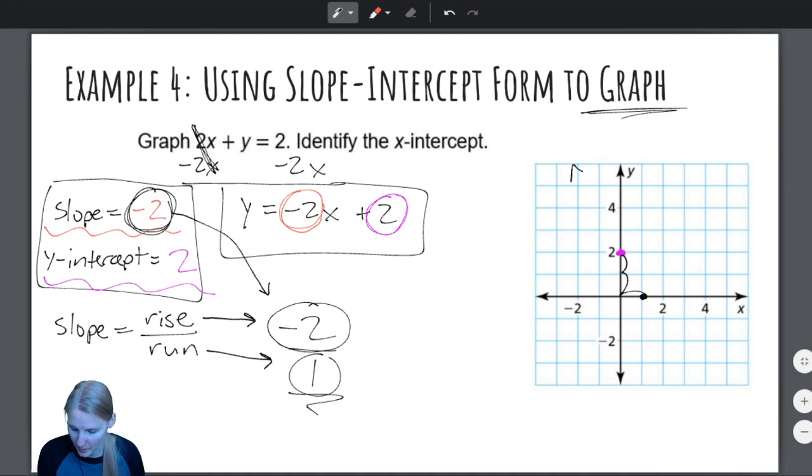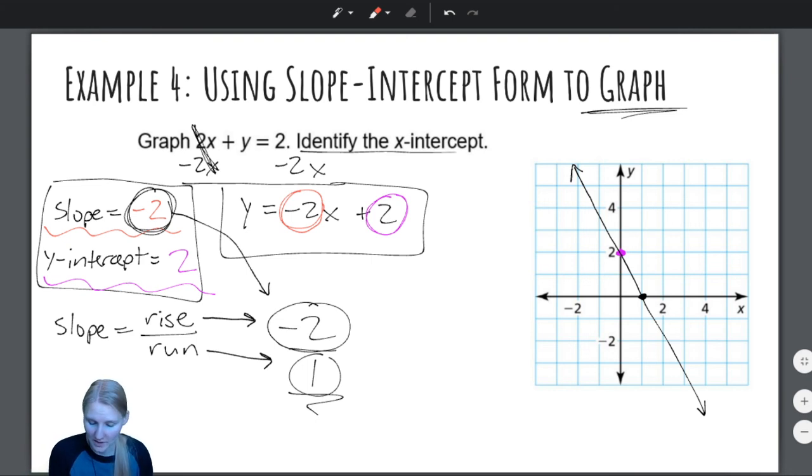So I put a point right at the end of my rising and running, and I connected the dots. Come on, give me a straight line here. There we go. More or less. All right. So that is our graph.